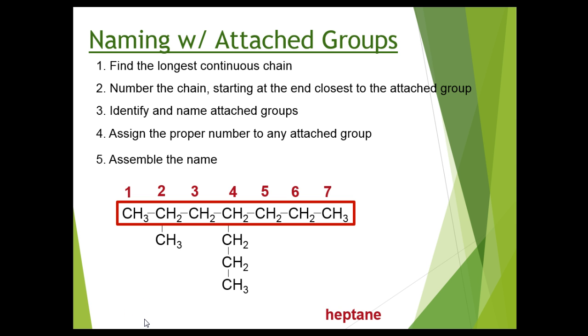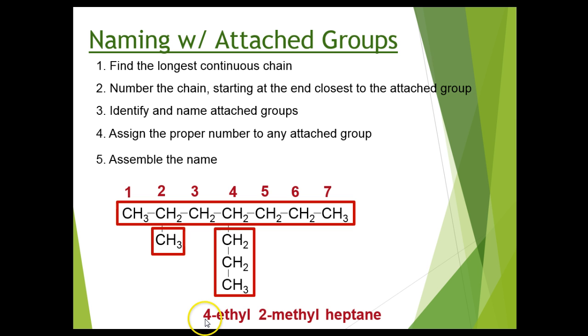Our next 2 steps are to identify and name the attached groups and assign a proper number. So we have 2 attached groups. We have a 4-ethyl and we have a 2-methyl. And the last part is to assemble the name, which we kind of did with those steps.